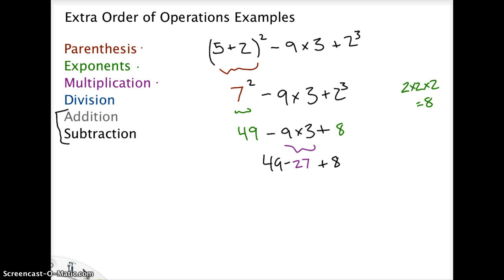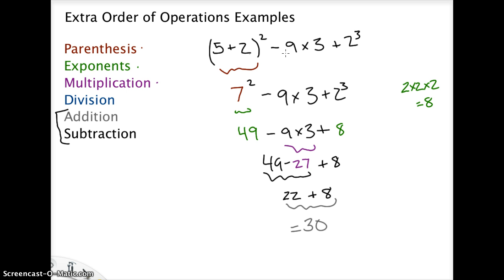49 minus 27. I can go 27, 37, 47. That's 22. I could have done it out to the side if I needed to. 22 plus 8. And then finally, that's my last step, my addition. 22 plus 8 equals 30. So this problem, once I break it down, gives me 30.